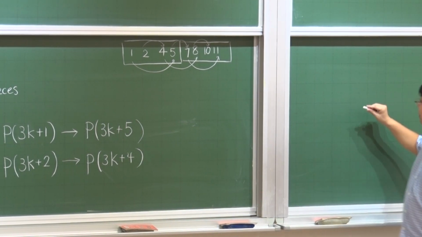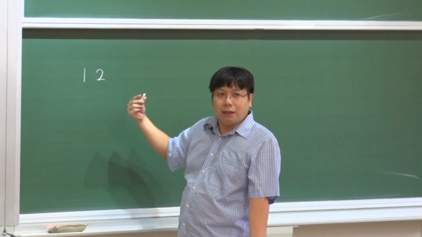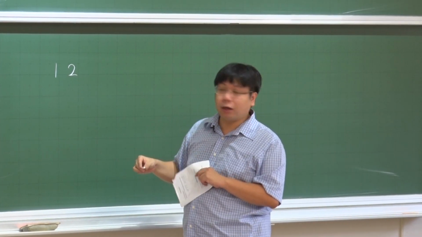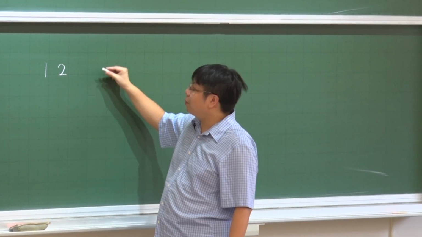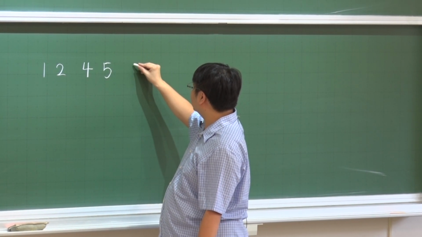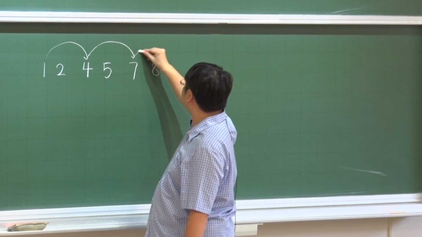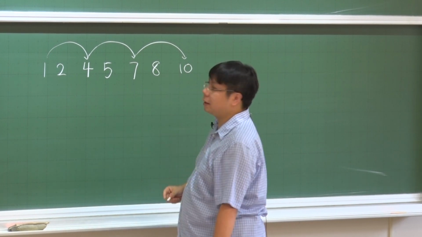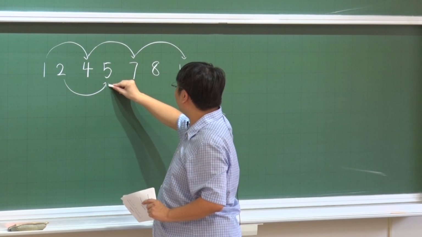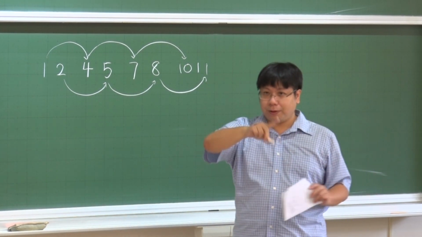So let's take a normal one. This is the normal case. So if you want to show all the numbers which are not multiple of 3 are correct, the natural way, so we call it the natural way, is 1 implies 4, 4 implies 7, 7 implies 10, and so on and so forth. Each time you jump 3. And then 2 implies 5, 5 implies 8, 8 implies 11. So each time you jump 3 positions.